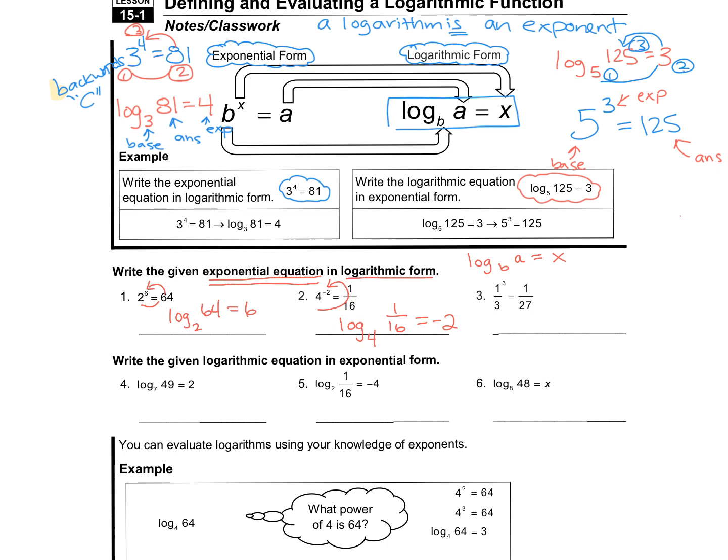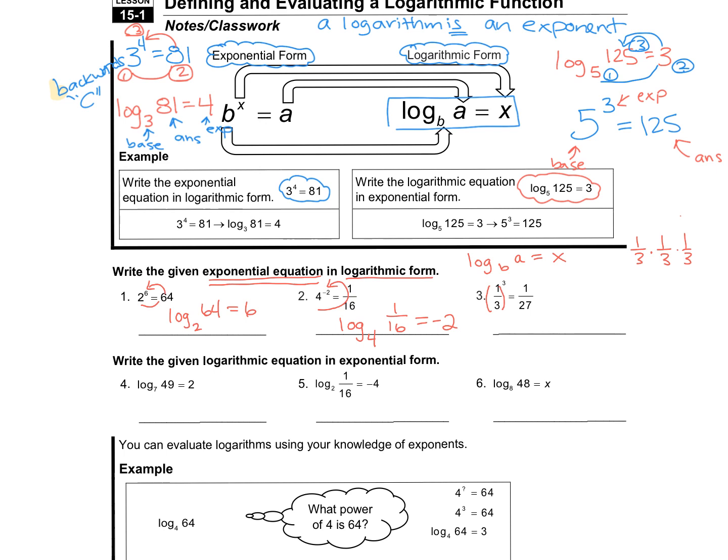Finally, let's look at this next one. I think they should have the 1/3 in parentheses, by the way. So let's think about what this is saying. 1/3 cubed is 1/3 times 1/3 times 1/3. Oh, yeah. That would equal 1/27. That makes perfect sense in my mind.